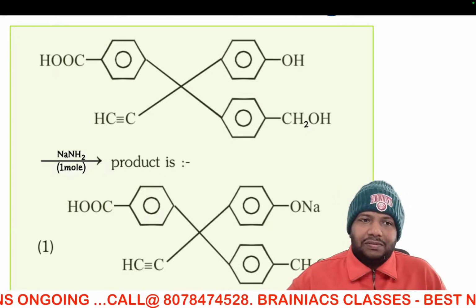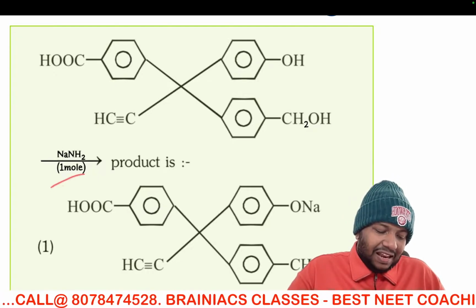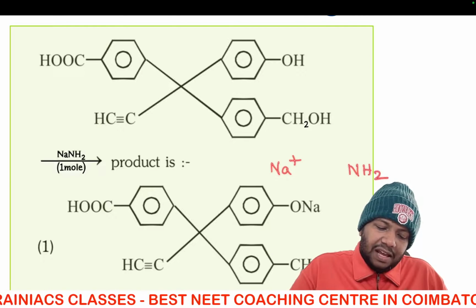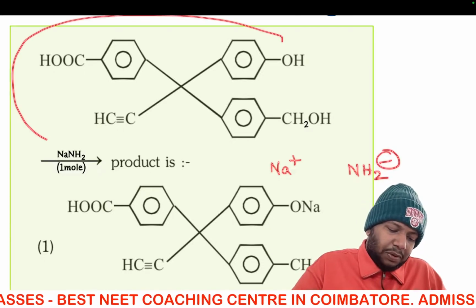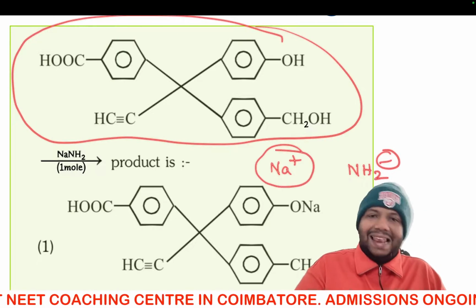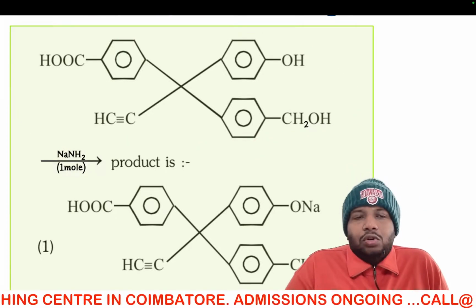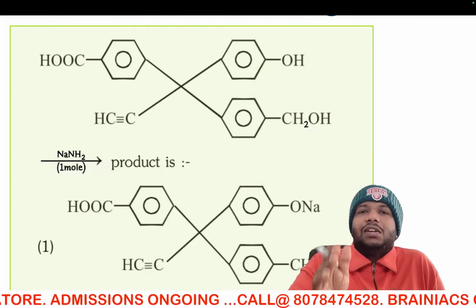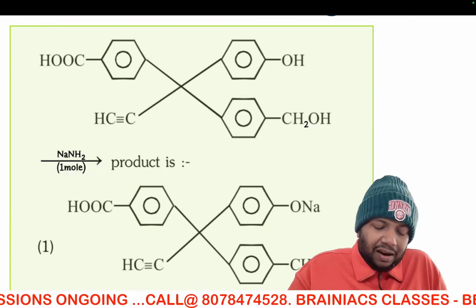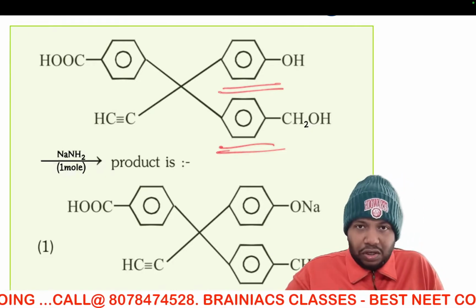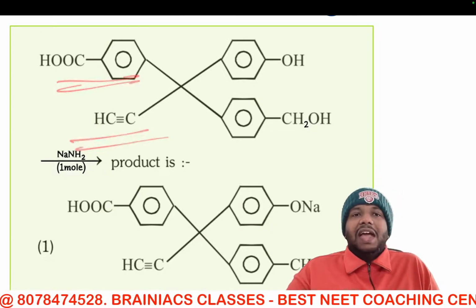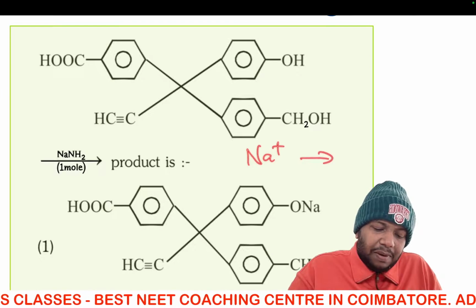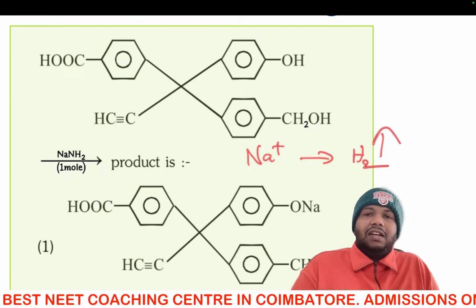No, of course not. Please understand, treating with NaNH2 means it will split into Na plus and NH2 minus. Now I can say this is a reaction where this particular compound is reacting with a metal. We know that acidic compounds react with metals to form salt and liberate hydrogen. So indirectly they are asking, out of these 4 compounds, which is more acidic, and that structure will react with Na plus and liberate hydrogen. Correct? So it's very important.